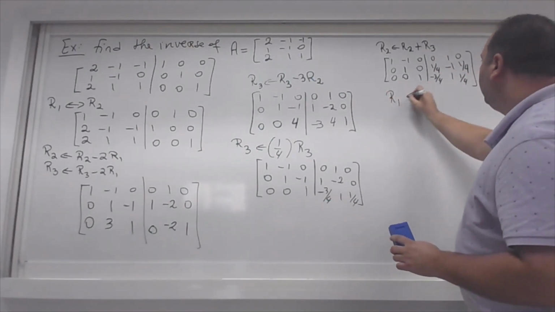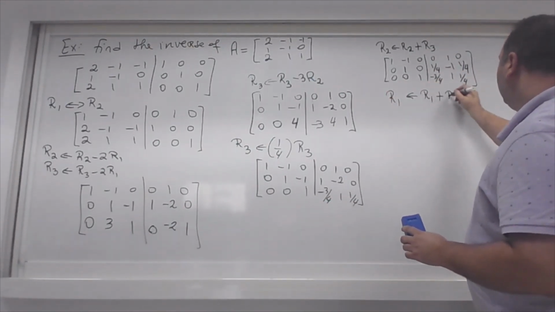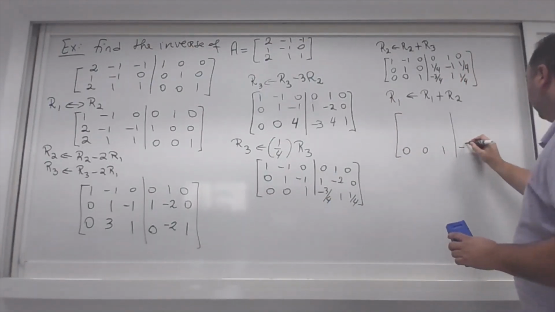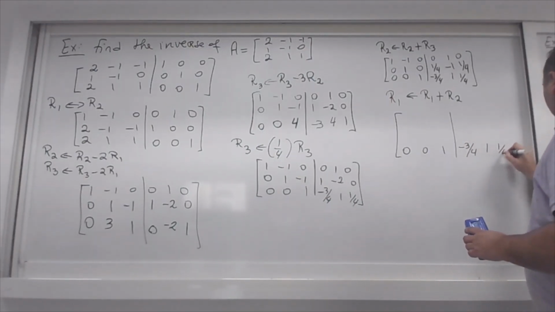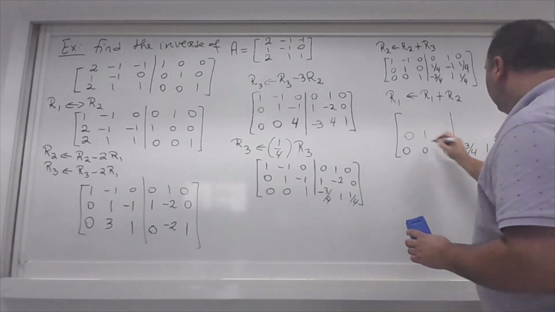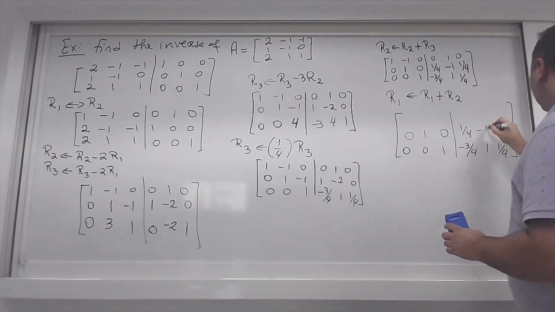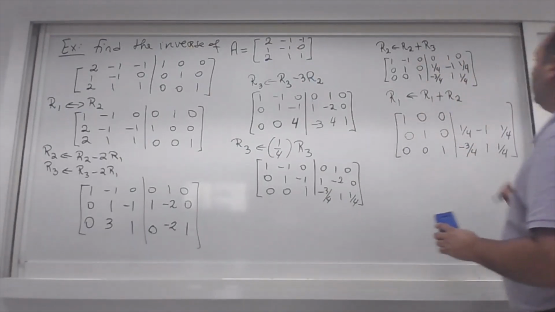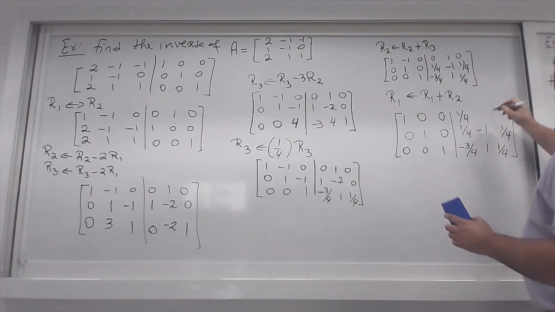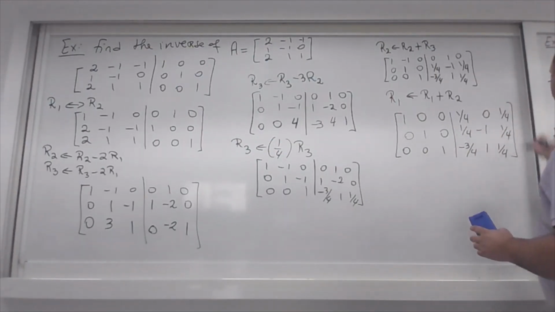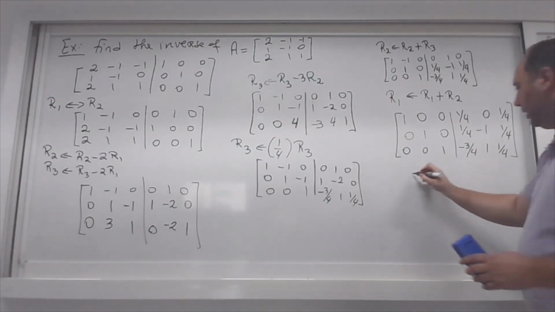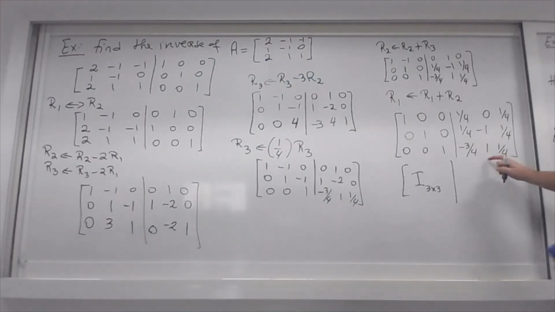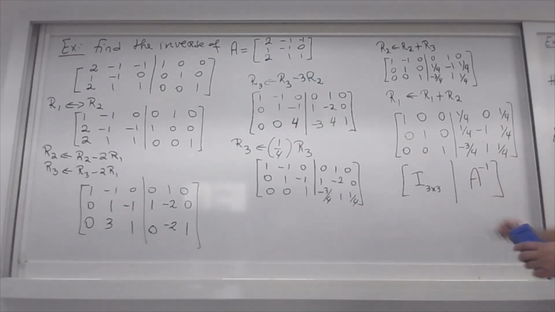So row 1 replaced by row 1 plus row 2. Negative 3 over 4, 1 over 4. Second row stabilized, we don't change it. And now the row 1. So these two add. Okay, addition, I'm good. Especially when I have zeros. So on this side I have identity, 3 by 3. This is my reduced echelon form. And on this side I have the inverse of A.